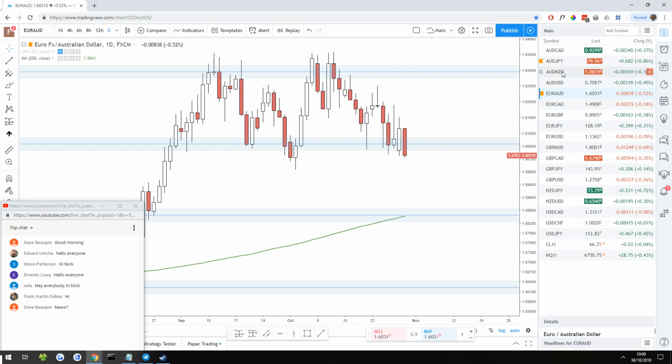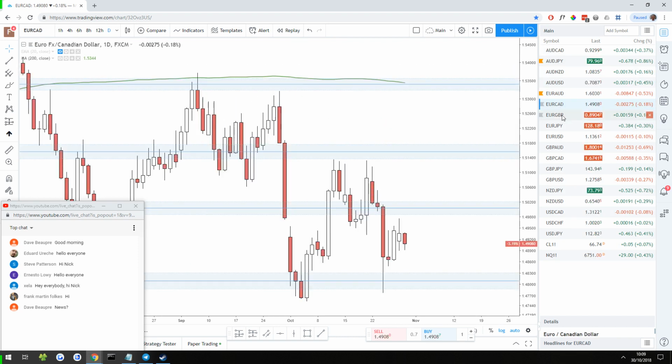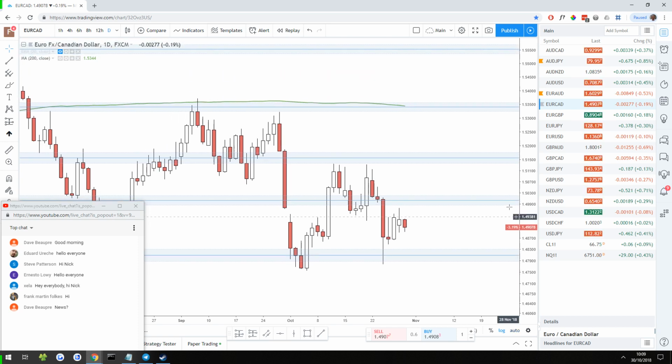Orange is the ones we are just keeping an eye on. We're monitoring because it's on a good support or resistance area, but the setup is not ready to go yet. We'll mark the green ones are the ones that are ready to go, if we find any today.